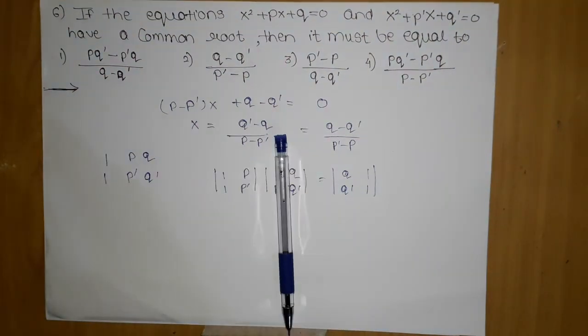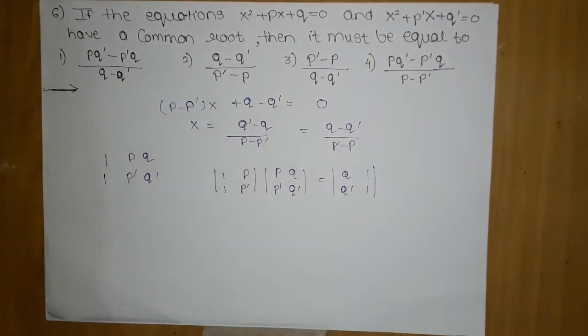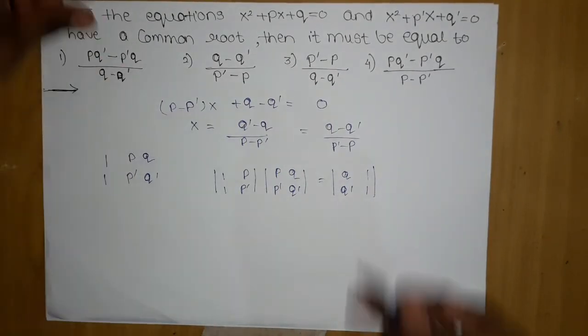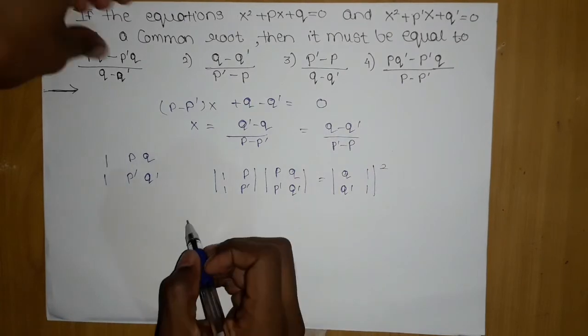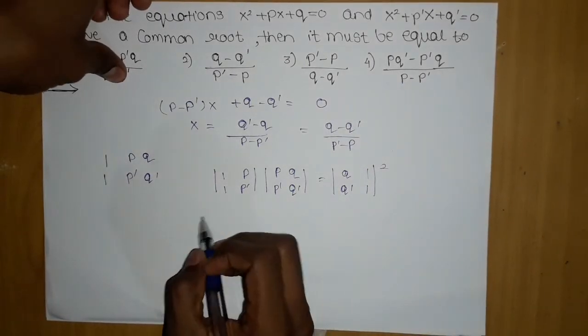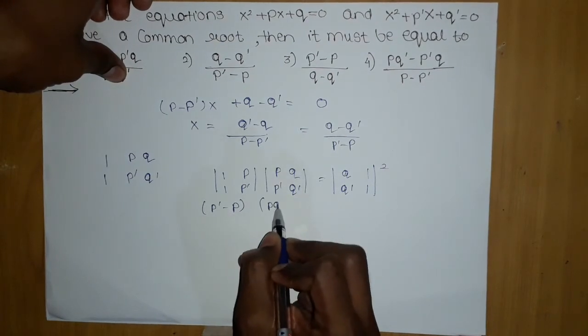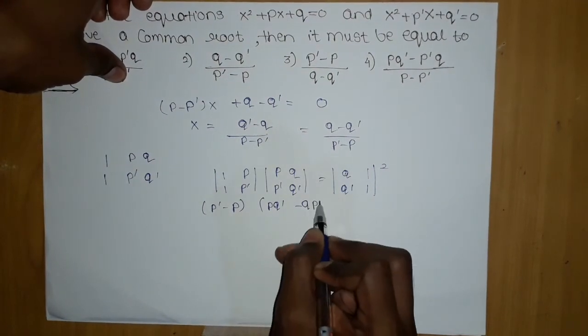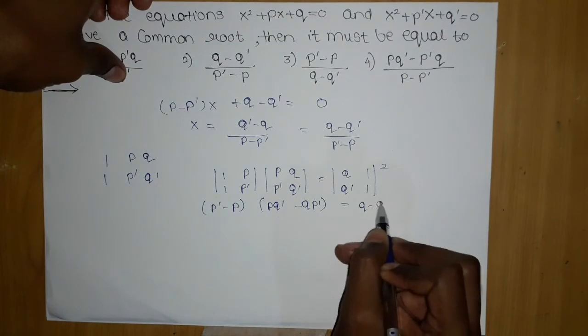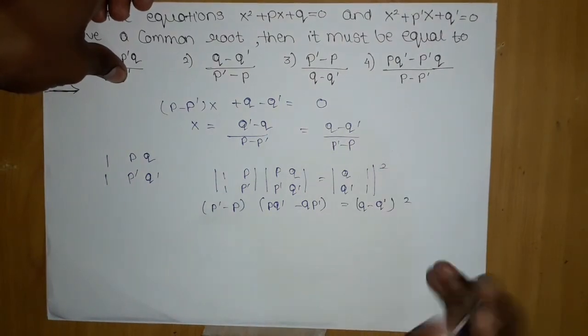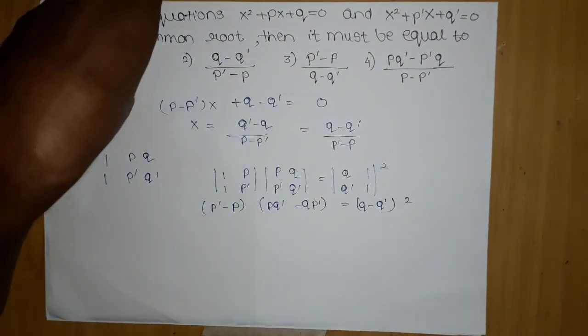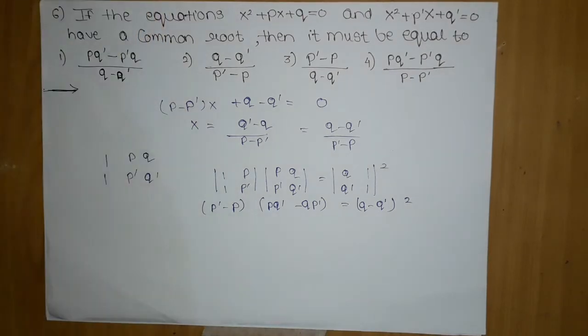So we were on the matrices. Instead of learning the common root condition, just learn the matrices. This will make your answer shorter. So let's solve the matrices. P dash minus p, here we have p q dash minus q into p dash, and here we have q minus q dash, the whole square. Now if you observe, you should have a little deep observation skill.